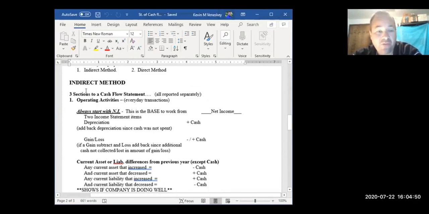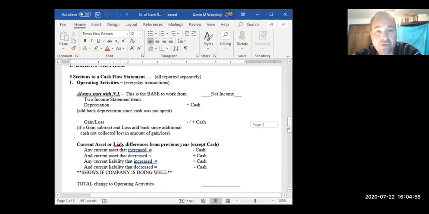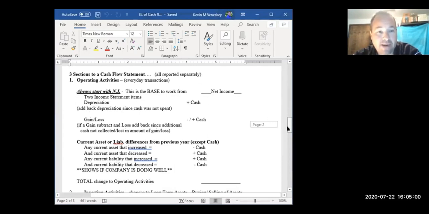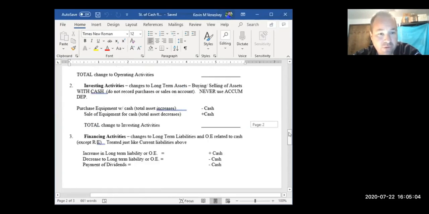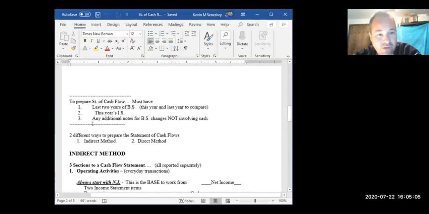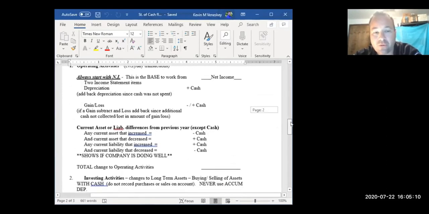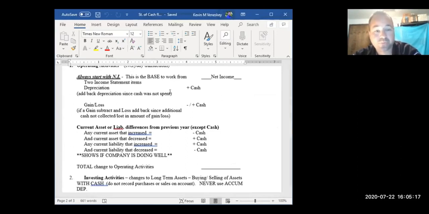With the indirect method, the one we're going to start with, as you're going through and doing the problems in Connect, I would print this out, or just copy and paste it all to one page. It's pretty much all on one page now, but you could just get rid of this and have it all on one page. This is something I've made up, and I think it's really going to help you with doing the statement of cash flows.